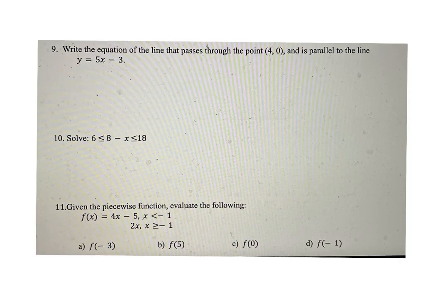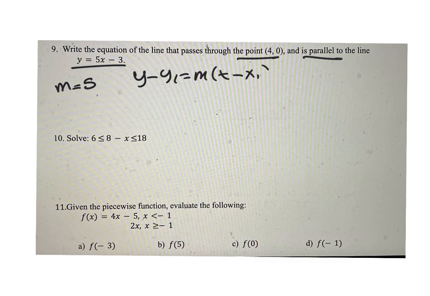Last 3, number 9. Done several of these. Write the equation of the line that passes through that point and is parallel to that equation. Now, that equation, you can look at it, it has slope 5. All right, so I'm going to use my point slope form. Y minus y1 equals slope times x minus x1. My y coordinate is 0. You don't need to put that 0 if you don't want to. Slope is 5. X minus 4.